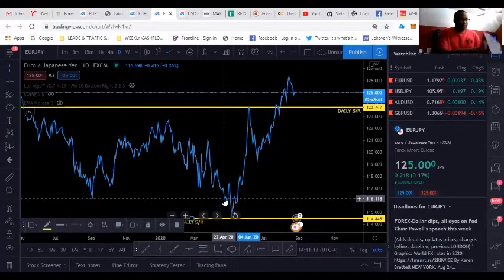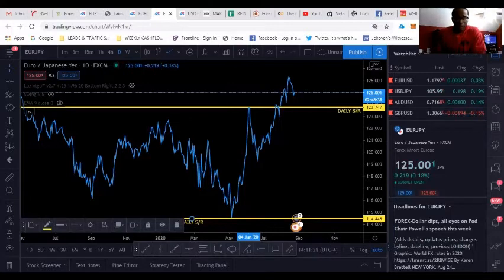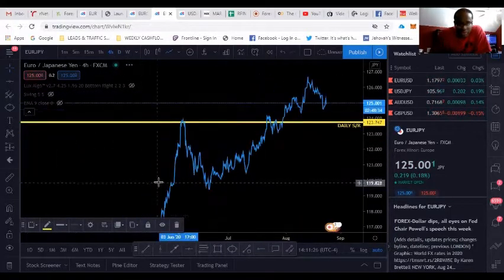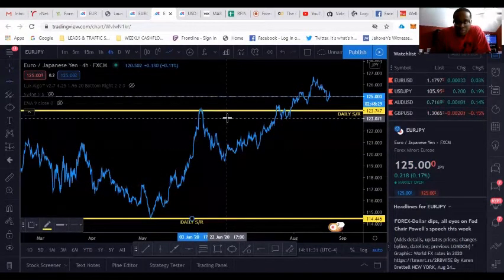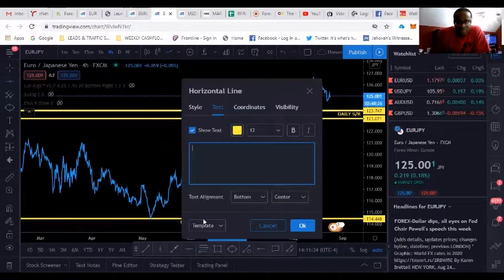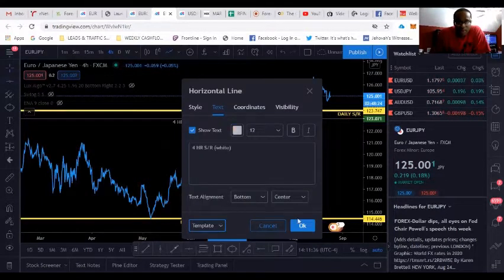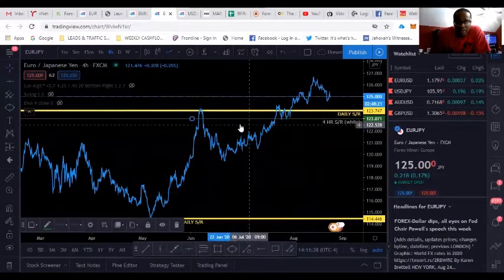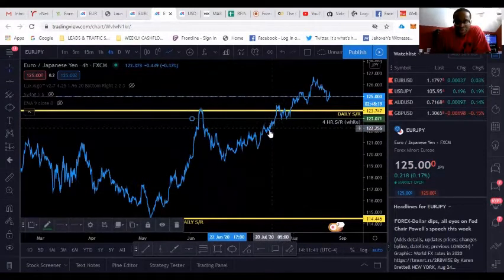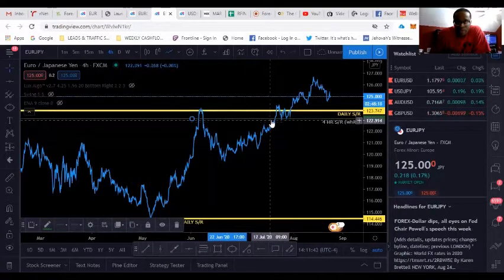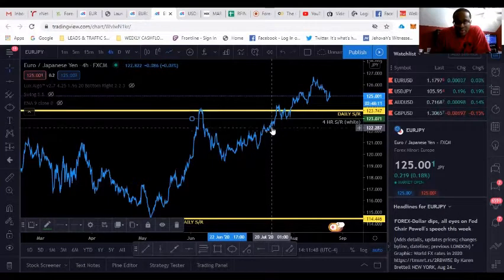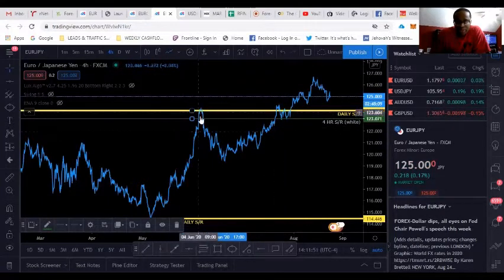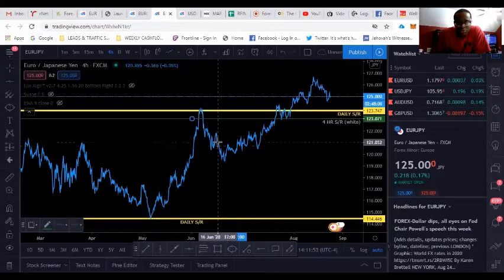So now that I drew up my daily support and resistance, we're going to break it down on the 4 hours. So let's switch to the 4 hour, and we're going to take horizontal lines and identify where support or resistance is respected. As I can see here, daily support resistance is respected here because you see a lot of resistance right here. It's bouncing up, coming down, and then it finally broke here, but then you see a lot of support here. So that's a good line to draw.